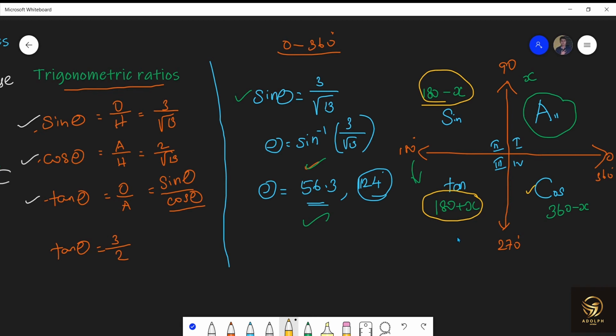So that's it. Why sine is positive in the second quadrant, tan in the third, and cos in the fourth, we will see in a separate video. That's the concept for trigonometric ratios in terms of right triangles. We will look at a past paper question and you will get more idea.